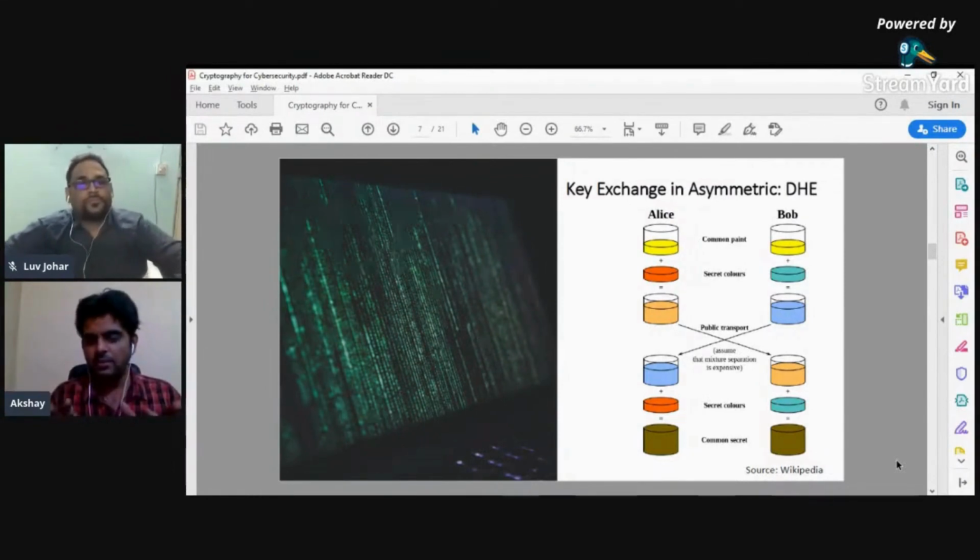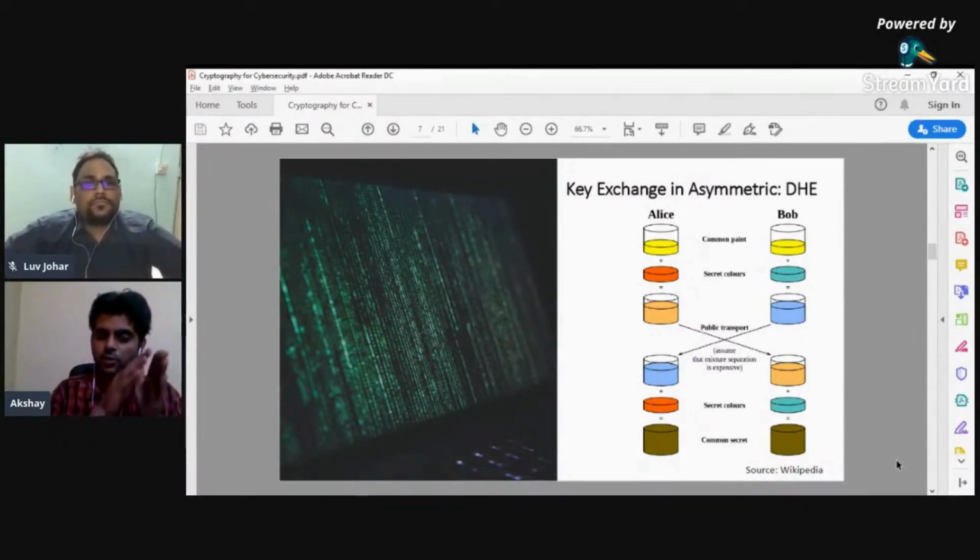Assuming that you exchange this mixed color with each other, after that you mix your own secret color with it to get a third kind of color, and the final color that both A and B get is the same. The sweet thing here is this is the common shared secret key that we are talking about. B does not need to know the secret color of A. A does not need to know the secret color of B. Yet they have gotten a common secret color.